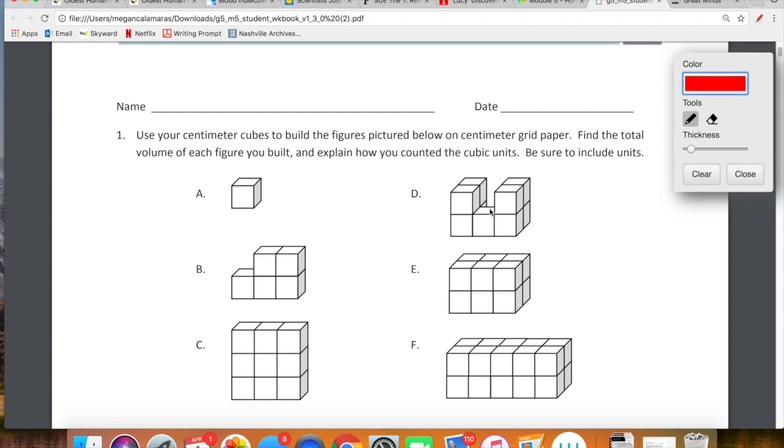Okay, let's look at D. This is where we're going to have to think about gravity and how gravity works. Let's first assess the first floor.